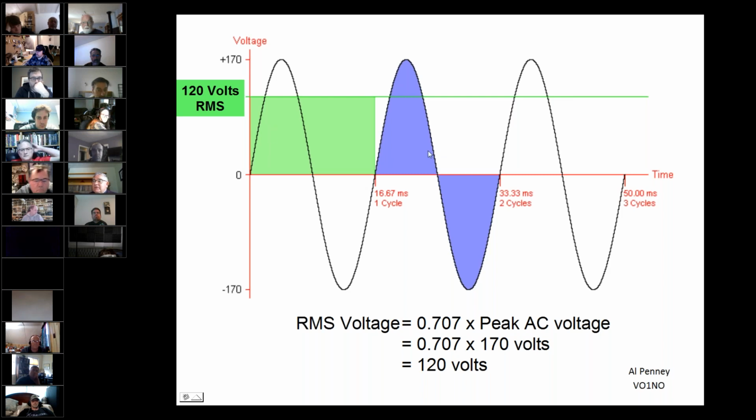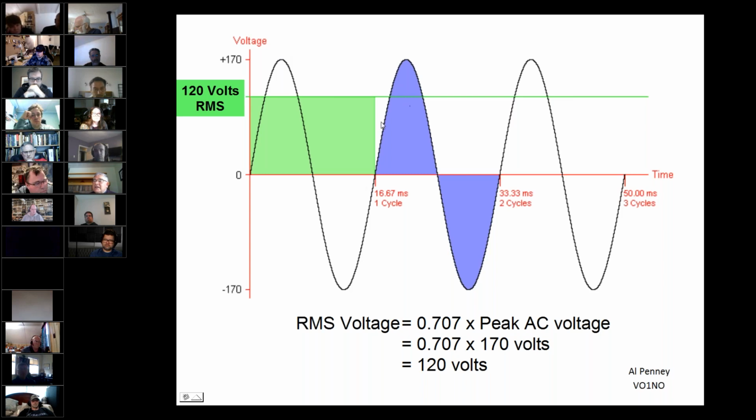And here's an example. Now, the energy under this curve, these two right here for one complete cycle, in blue, in order for it to equal the energy in this green square, which is a direct current, this peak has got to be higher than the DC voltage. And therefore, what we call 120 volt root mean square, which is what we measure out of our wall socket, the peak voltage is actually about 170 volts.